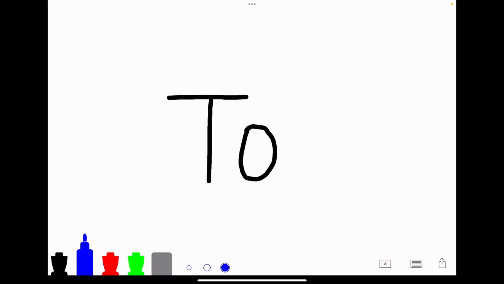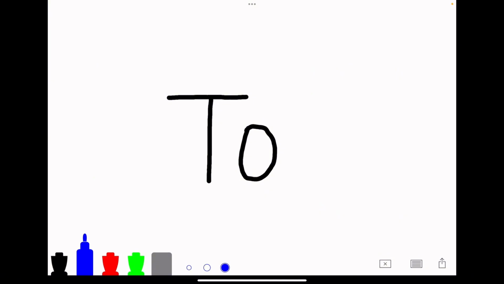So in today's video, we're going to learn how to spell and write the sight word to. This is the little word we use when we're talking about going somewhere or doing something, like I'm going to the park or I like to read. There are other words that sound like to, but today we're just focusing on this one.